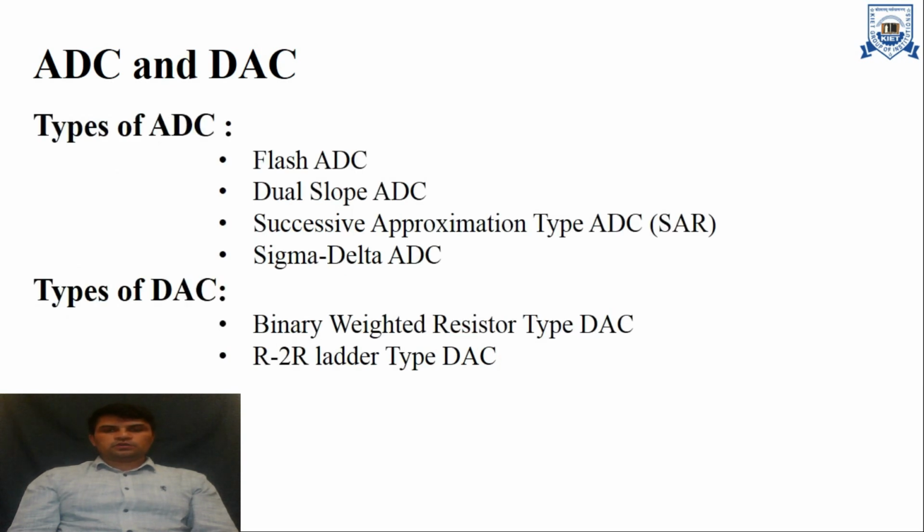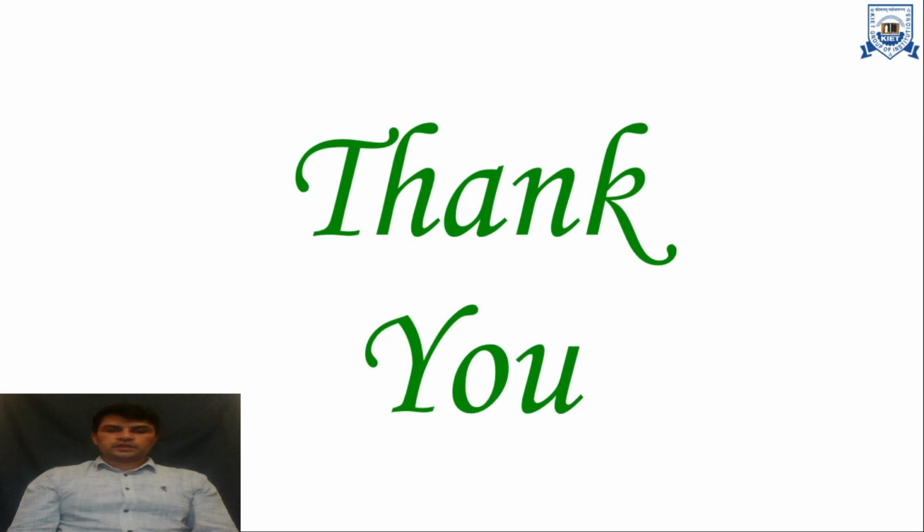Here are some types of ADC and DAC. First, ADCs: flash type ADC, dual slope ADC, successive approximation type ADC, sigma delta ADC. And DACs are binary weighted resistor type DAC and R2R ladder type DAC. This is all about DAC and ADC.